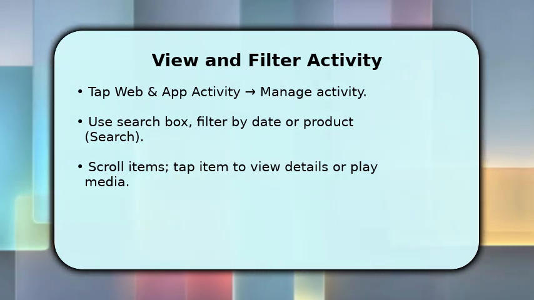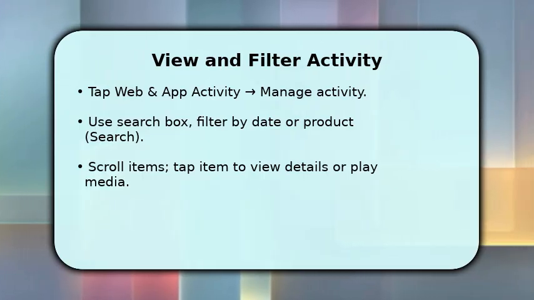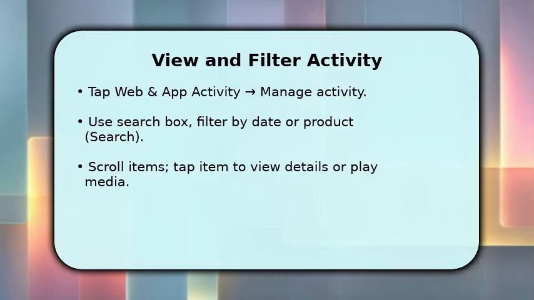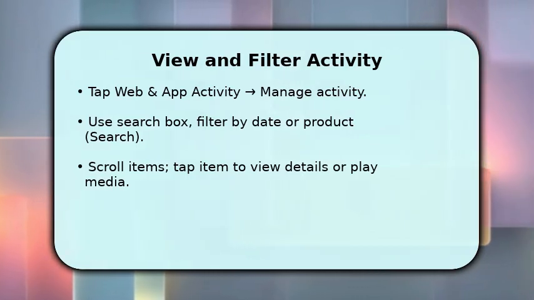You can filter by date range or by product, pick Search to narrow results. Use the search box to look for specific queries or terms. Scroll through entries. Each item shows time and device. Tap any entry to see more details and context.